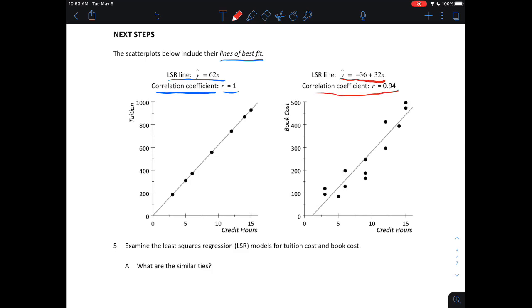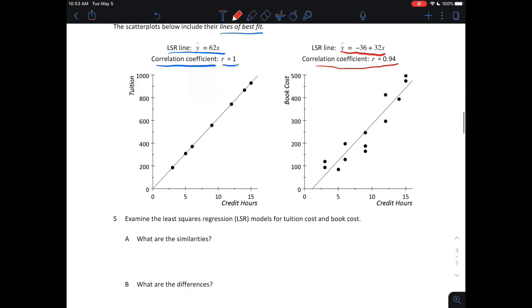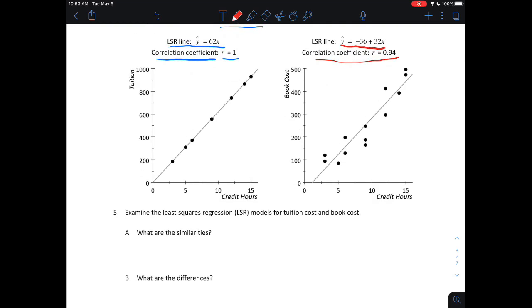Number 5. Examine the least squares regression, or LSR, models for tuition cost and book cost. Part A. What are the similarities? So, thinking of things we learned in Math 21A, look at their correlation coefficients, R. The one on the left has r equal 1. The one on the right has r equal 0.94. Would you say that both of those are positive? Yes. Okay, so that's one similarity. Both are positive.